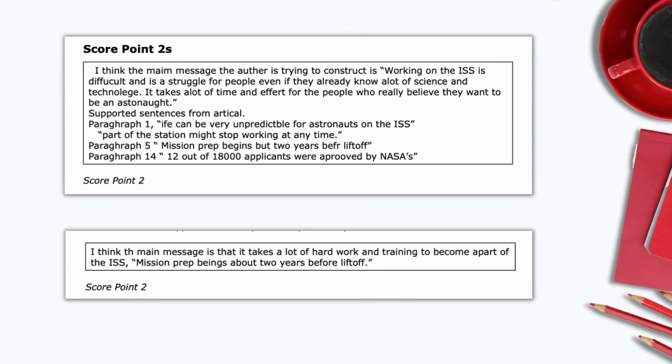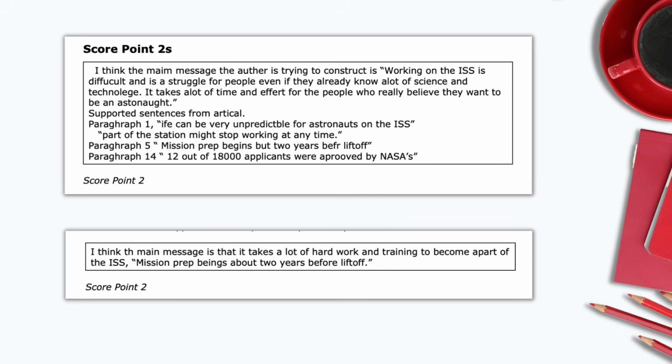All right, here's an example of what students that scored a 2 might look like, and this is the maximum number of points. I think the main message the author is trying to construct is working on the ISS is difficult and is a struggle for people, even if they already know a lot of science and technology. It takes a lot of time and effort for people who really believe they want to be an astronaut.